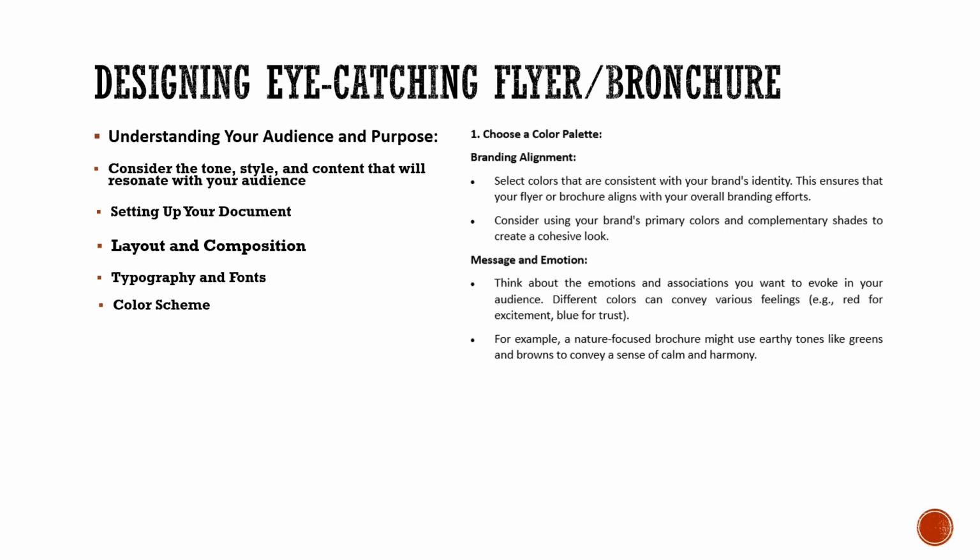Then message and emotions. You are looking at choosing a color. So for your message and emotions, think about the emotions and associations you want to evoke in your audience. Different colors can convey various feelings, e.g., red for excitement, blue is for trust, while green and brown is for a sense of calmness and harmony. That's if you are talking about a nature focused book. You understand?